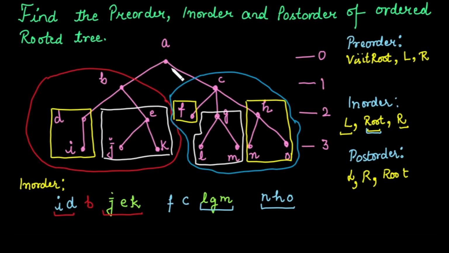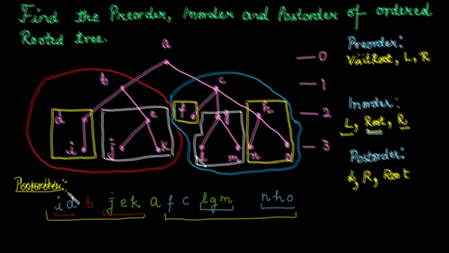Now move to level 0, that is the actual root of the ordered rooted tree. For this, in-order is first visit the left child, then root, then right child. So this is the final in-order according to this ordered rooted tree.